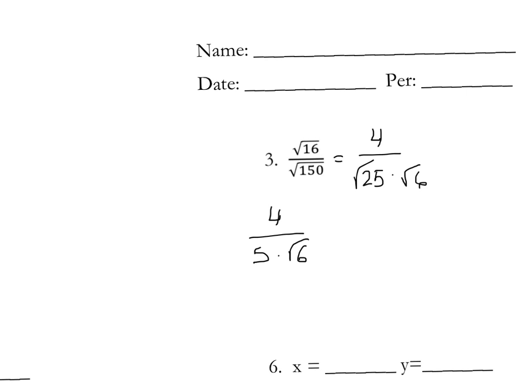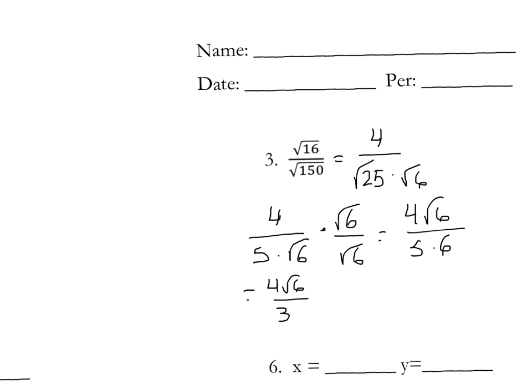Now for our types of answers, we need to have a rational number in the denominator. So I'm going to rationalize by multiplying by square root of 6 over square root of 6. So in my numerator, I get 4 root 6. In my denominator, I get 5 times, and square root of 6 times square root of 6 is the square root of 36, which simplifies to just 6. And now I can simplify that. 4 root 6 all over 30.